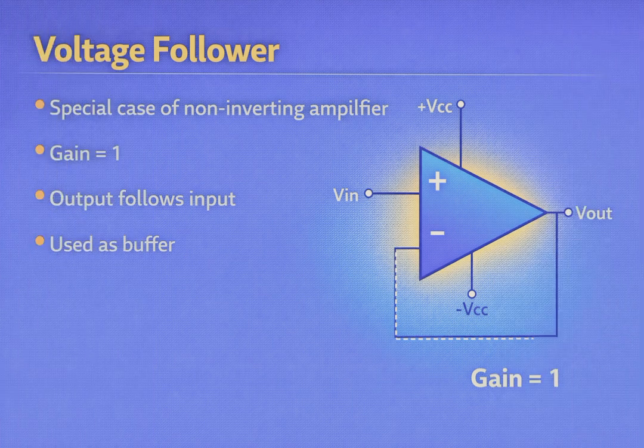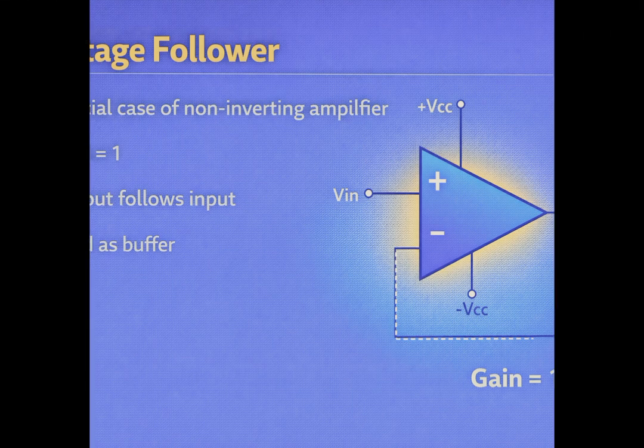Voltage follower. Now let us understand the voltage follower. It is a special case of the non-inverting amplifier. In this case, gain is equal to 1. This means the output voltage is exactly equal to the input voltage. A voltage follower is used as a buffer circuit. It helps in signal isolation.